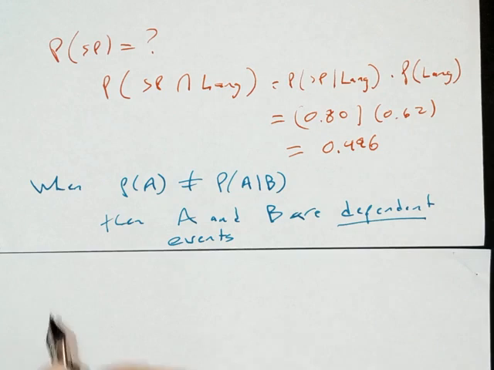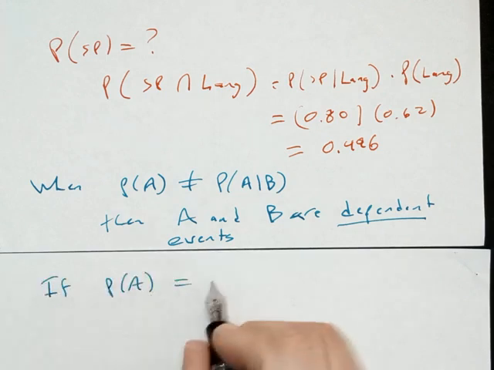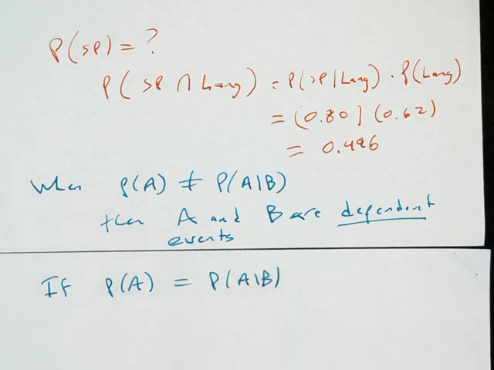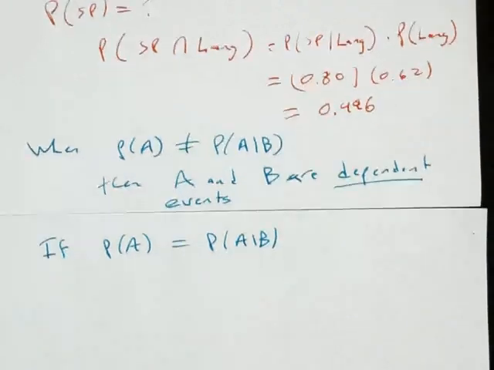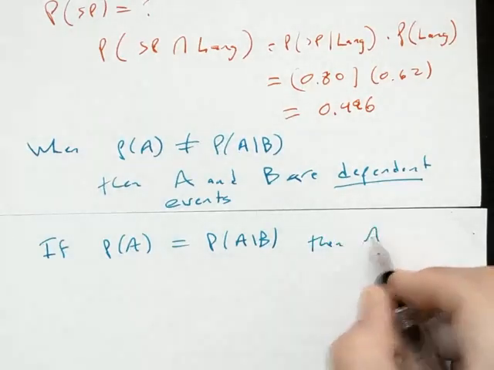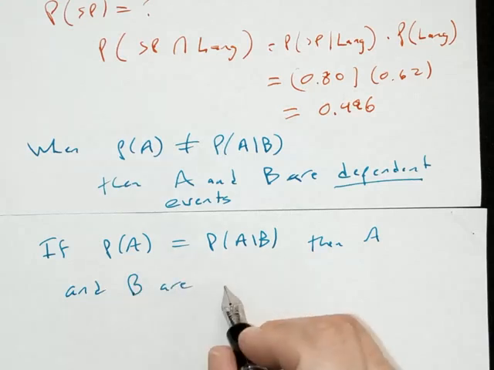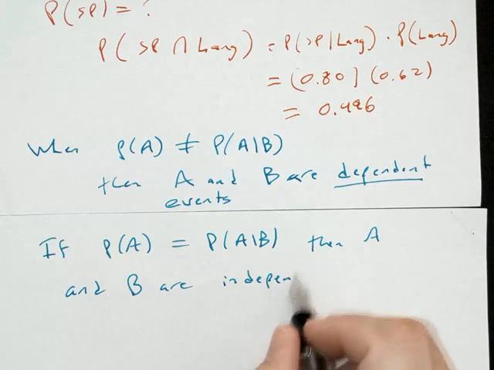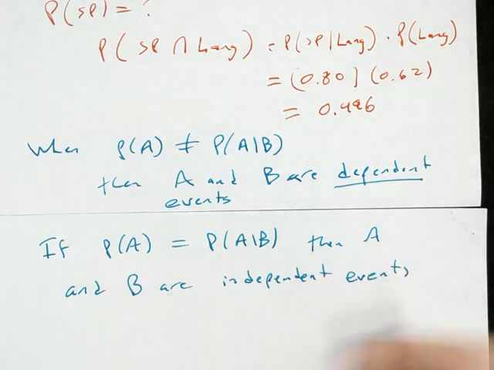On the other hand, if P of A does equal P of A given B, then knowing information about event B doesn't tell you anything extra about event A. We're going to say that these are independent events. Now, this turns out to be our definition for independent. So if I tell you that they're independent, that tells you that the conditional and the unconditional are the same.